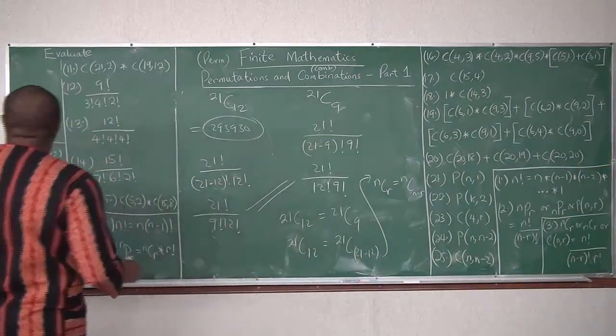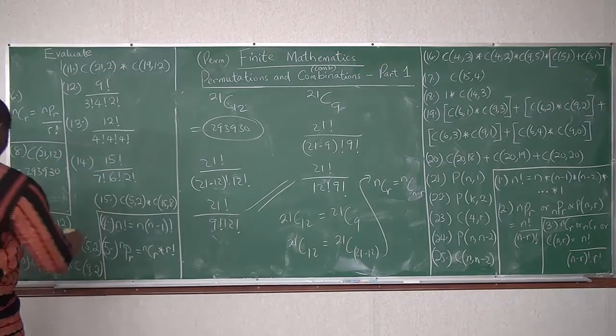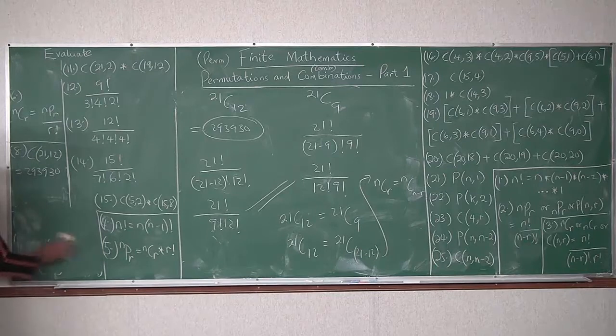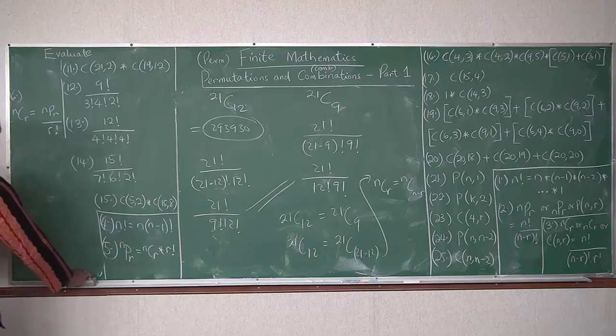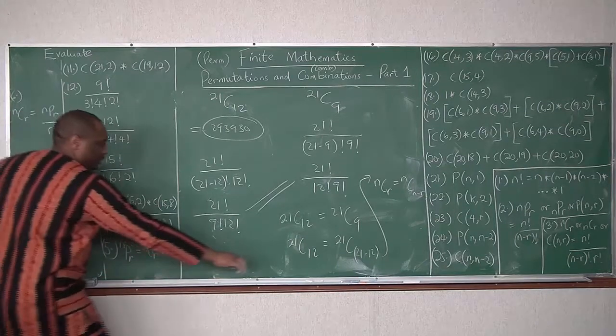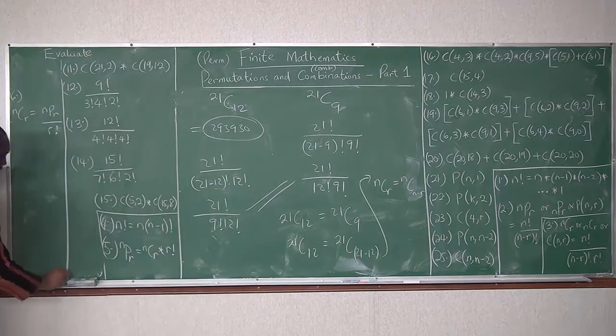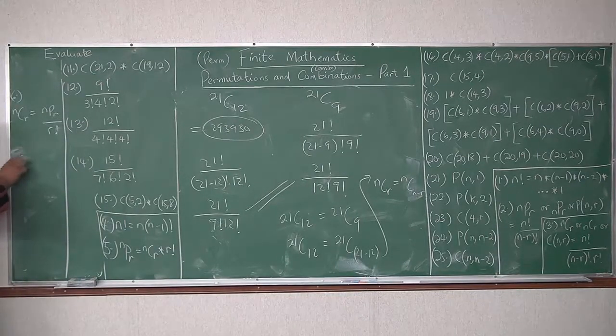I'll write it here. Formula number 7: nCr is equal to nC(n minus r). Okay? Take it down. Alright?